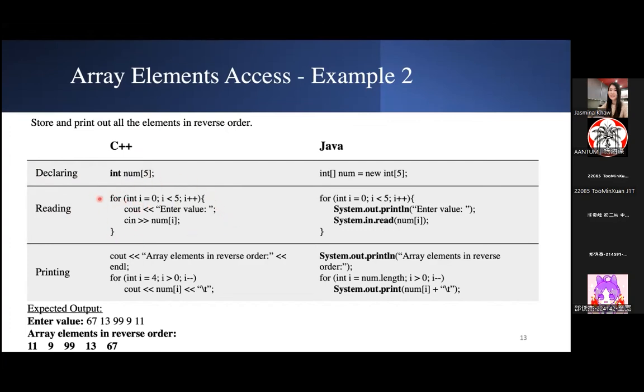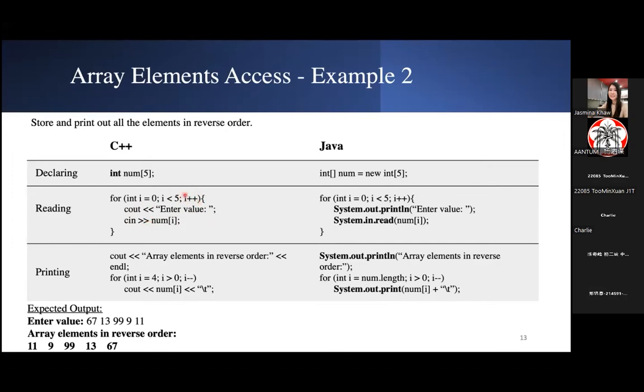Again, we use the for loop to enter each of the values. So when i is equal to 0, it means the index number of 0, the first element in the array. When 0 is less than 5, this condition is true. Then it will display cout, enter value. So you will enter the first value. And then it will update the value with i++.